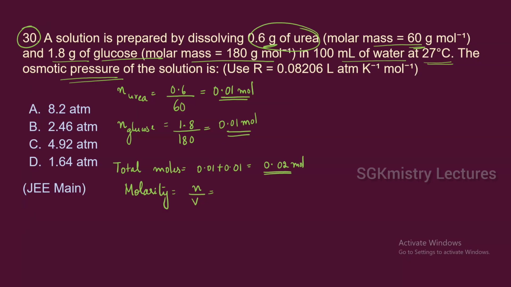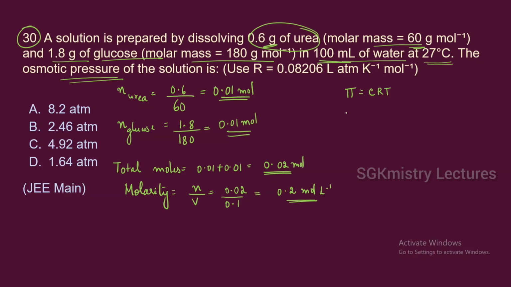So we have the number of moles, the total moles we are going to take, that is 0.02, and 100 ml of water. So we have to write the volume in liters. So 100 ml in liters will become 0.1 liters. So we have 0.2 mole per liter. This is the concentration. Now we know that pi is equal to CRT.